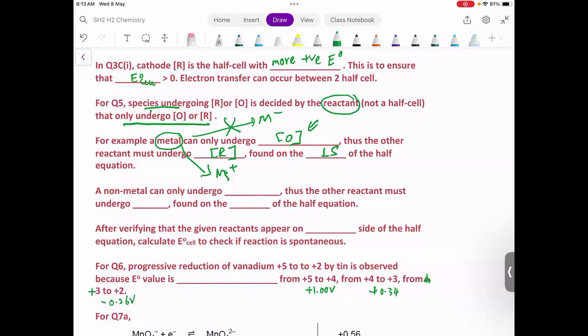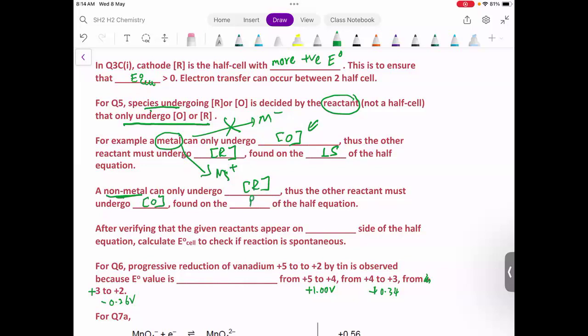Logic? So when you're working with question 5 without the half cell, you have to look at what is given to you, and you need to recognize which reactant can only go one way. If the other reactant happens to be a non-metal, then you need to recognize that it can only undergo reduction because a non-metal tends to form an ion. So this means that the other reactant must undergo oxidation. So if the other reactant is to undergo oxidation, then it must be on which side?